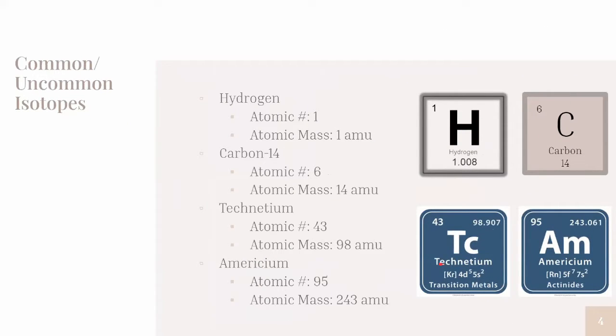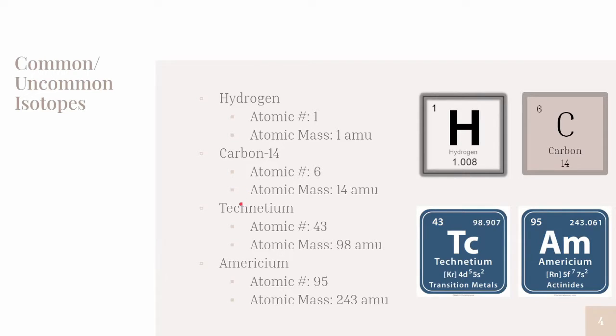Let's look at some isotopes that you probably know of and some less well-known ones. Hydrogen is the first element in the periodic table, making it the first isotope. Carbon-12, which is the carbon found on the periodic table, is not an isotope, but carbon-14 is, because it has 6 protons and 8 neutrons.